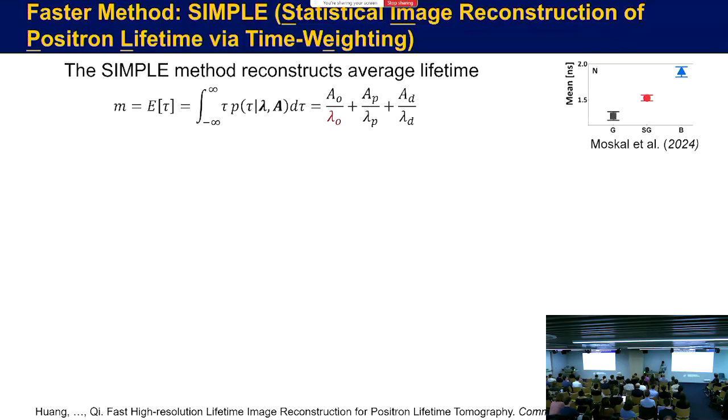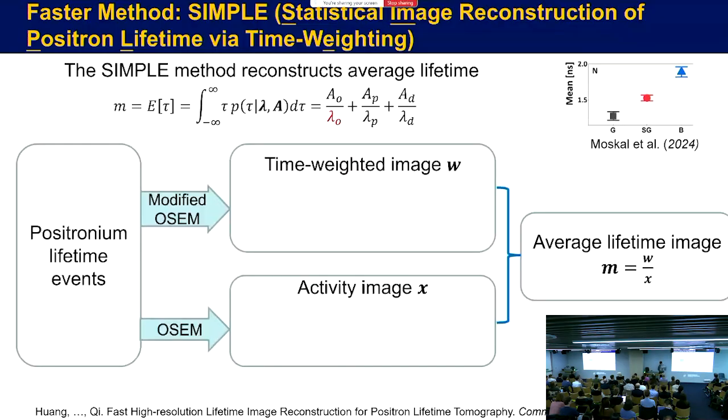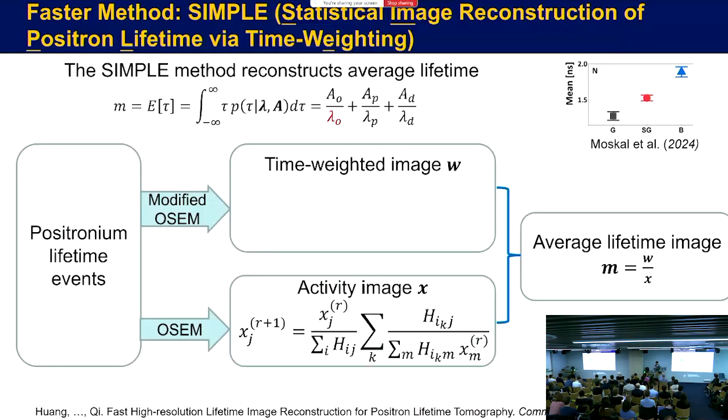So to reconstruct this is much simpler than the previous one, and that's why the method has the acronym SIMPLE. It boils down to essentially two reconstructions. The bottom is what we are familiar with, the standard OSEM reconstruction, just using list-mode reconstruction. If you don't want to do list-mode, that's fine. Whatever reconstruction you get, that's the activity image.